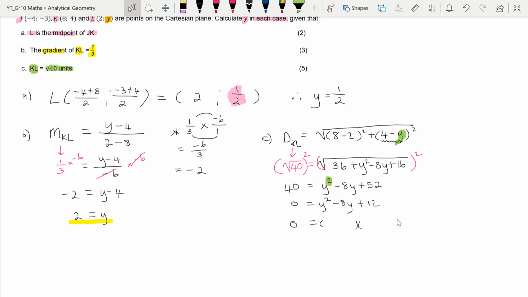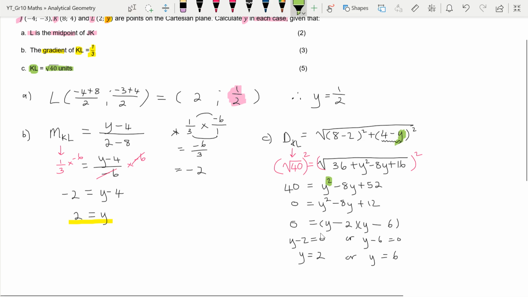If I look at the factors for 12, that would be 6 and 2, and it will have to be negative 6, and I take 2 more away, which will get me back to negative 8. Yes, there we go. And then that means that therefore either y minus 2 is equal to 0 or y minus 6 is equal to 0. So y is equal to 2 or y is equal to 6. So there are our two solutions for that case.